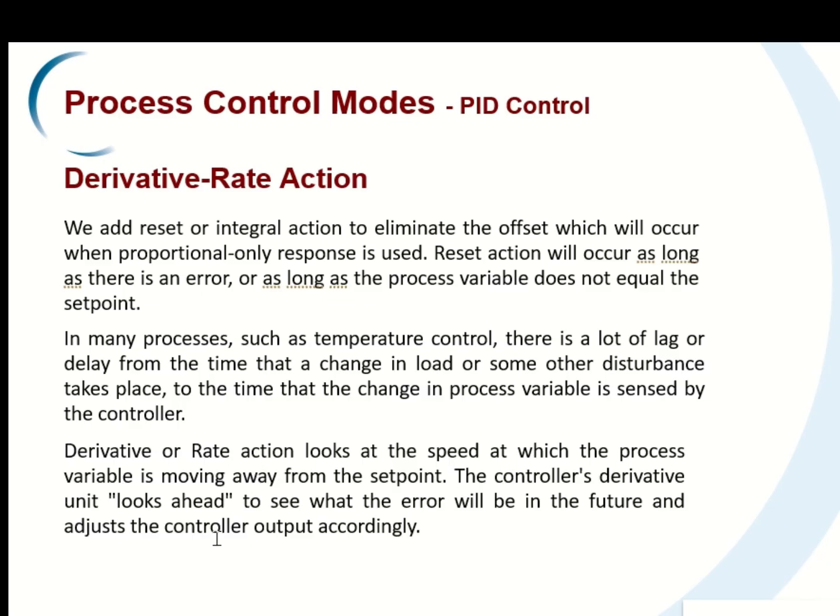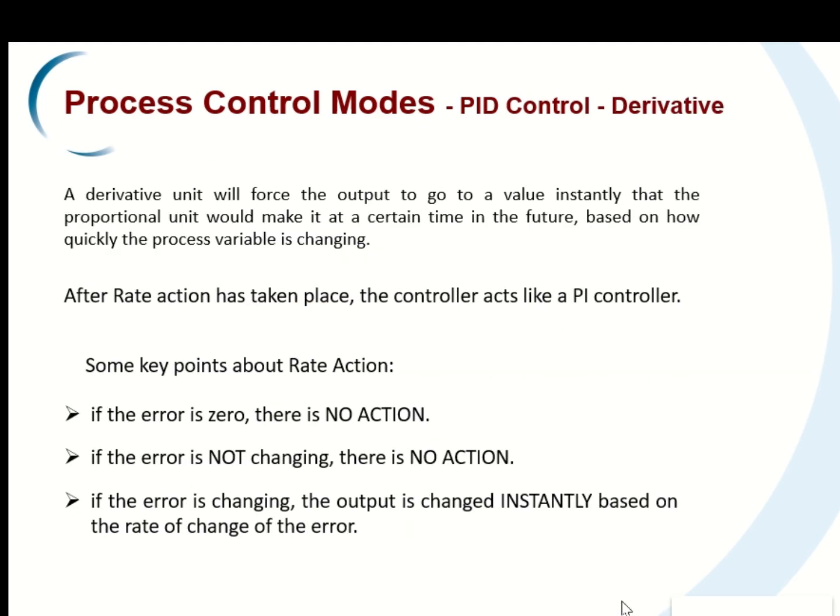So now the speed has come. Integral was the offset change, and now the time function, like the rate action, looks into the speed at which the process variable is moving, and accordingly it changes the output by predicting what can be the error in the future actually. So that's the role of the derivative action. A derivative unit will force the output to go instantly to a value that the proportional unit would make it at a certain time in the future, based on how quickly the process variable is changing.